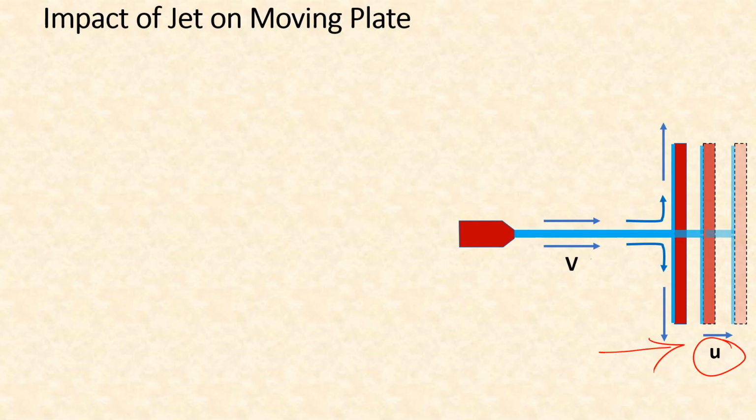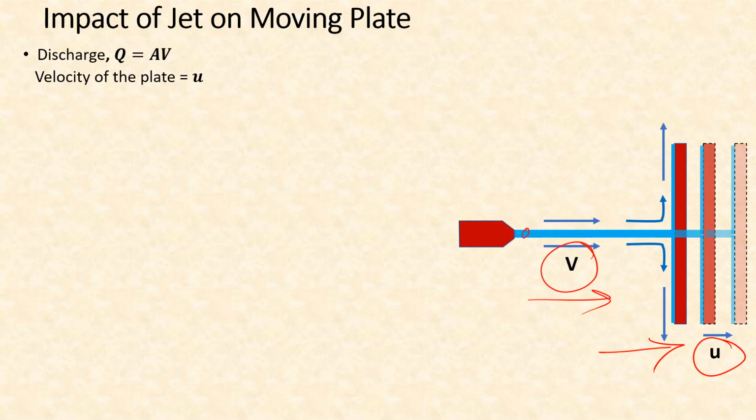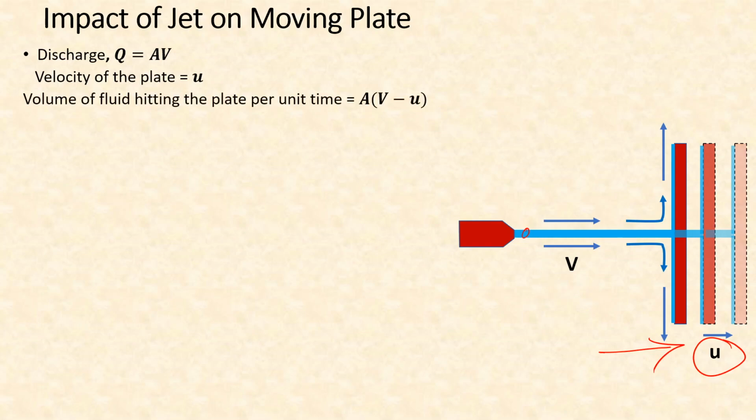velocity of the jet itself is v, then the discharge will be A into V, where A is the cross-sectional area of the jet and V is the velocity of the jet. Then the volume of fluid hitting the plate per unit time will not be equal to the Q or the discharge, but it will be somewhat less, where A, the cross-sectional area, will be multiplied with not the velocity but the relative velocity between the jet and the plate, because the plate itself is moving.